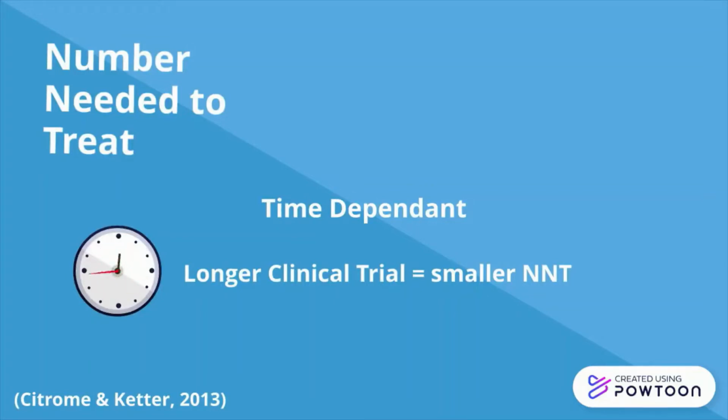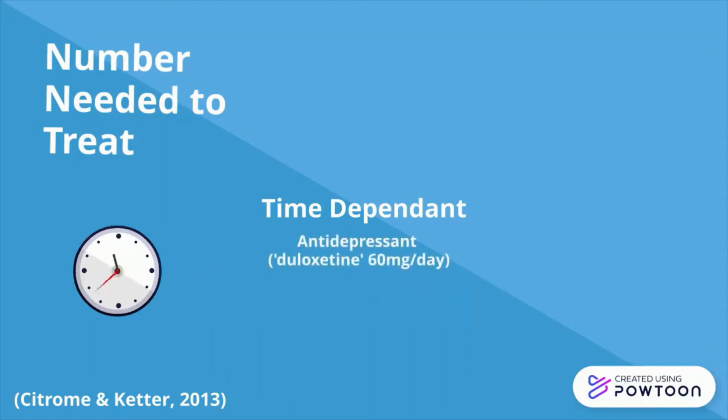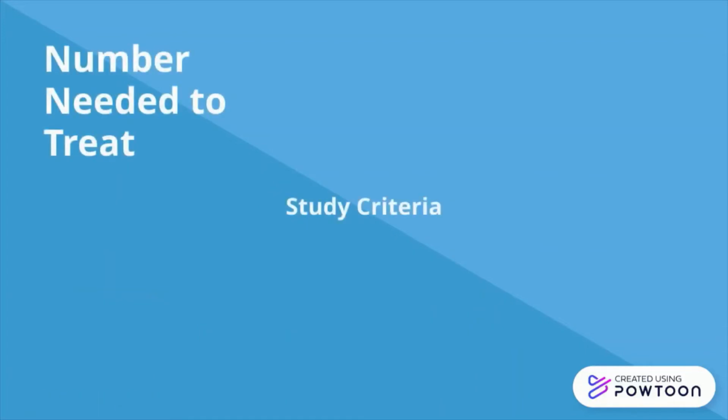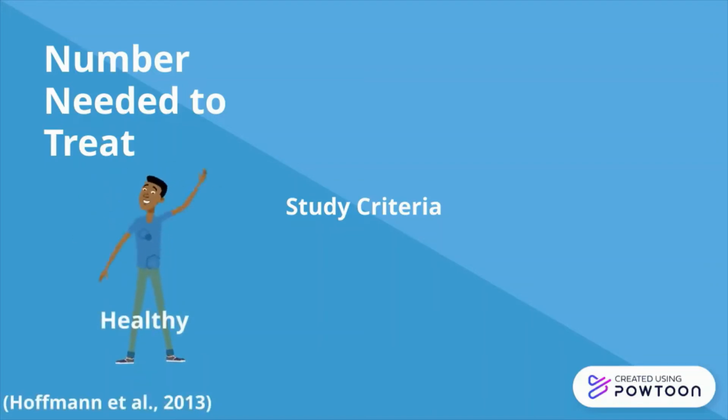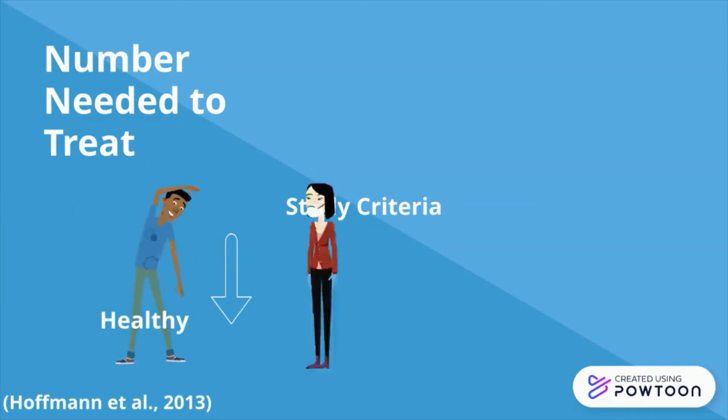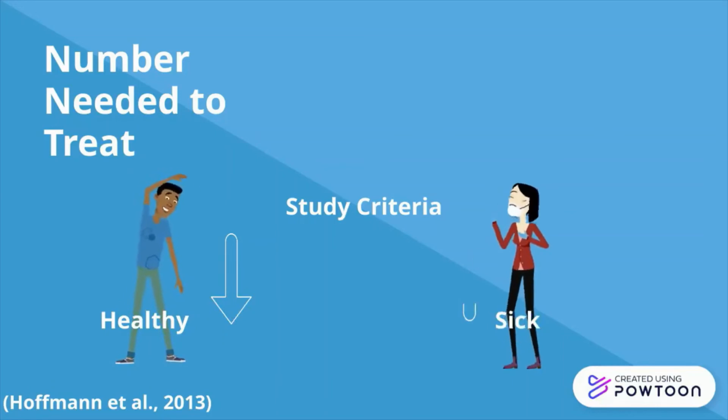Also, the longer a patient is taking a medication, the more likely they are to respond. An example of this is an antidepressant having an NNT of 79 after 1 week of patients taking the meds versus an NNT of 6 after 9 weeks. Healthcare professionals and patients need to consider the study criteria when assessing NNT. The participants in a study may be different from the patients being treated. For example, if a patient being treated is healthier than the study participant, the NNT would be lower. Conversely, if a patient's condition is more severe, the NNT would be higher.